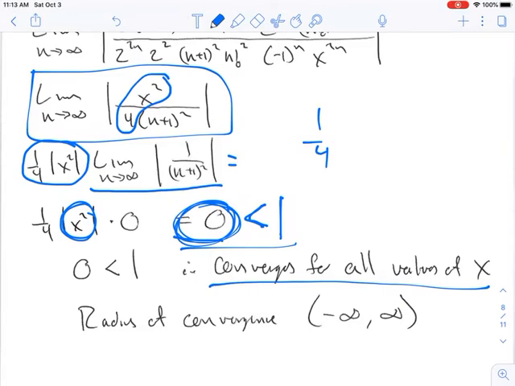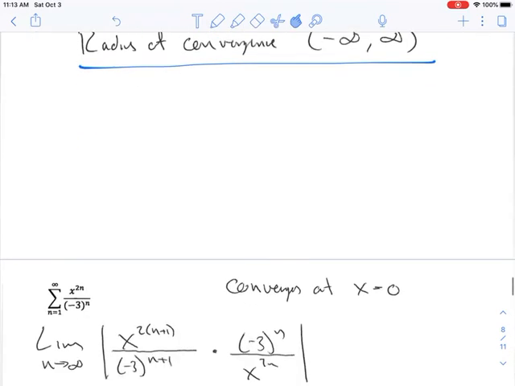And therefore, the radius of convergence is infinity, and the interval of convergence is from negative infinity to positive infinity, because it doesn't matter what the x value is. It's always going to converge for all values of x.